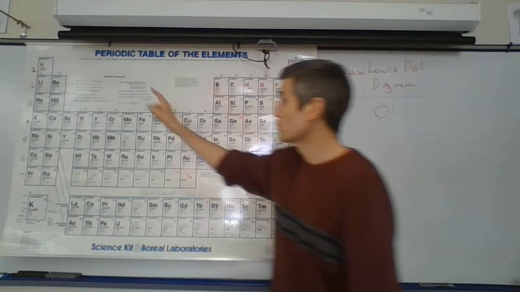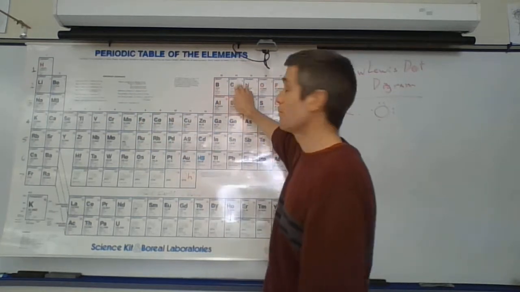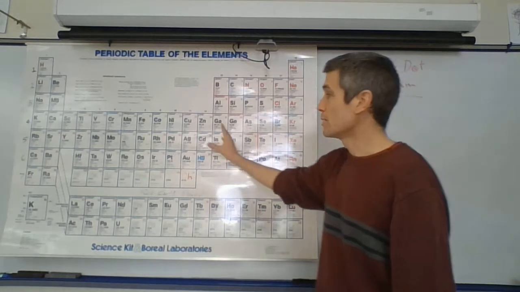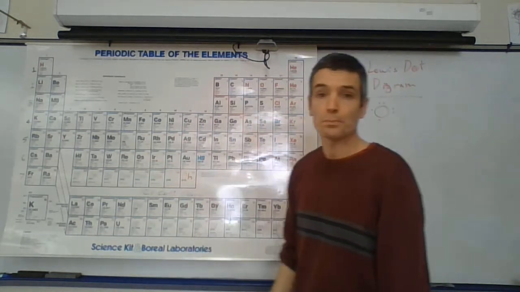Now, you're going to need to know how many valence electrons it has. Remember the pattern. It goes 1, 2, 3, 4, 5, 6, 7, 8. All right? And the ones in the middle have 1 or 2.